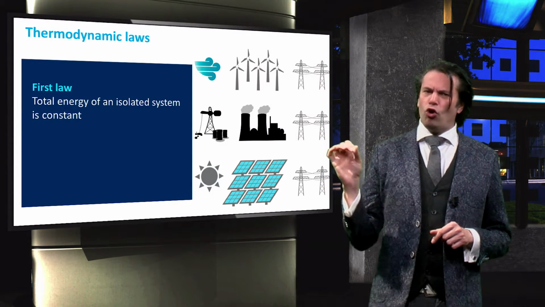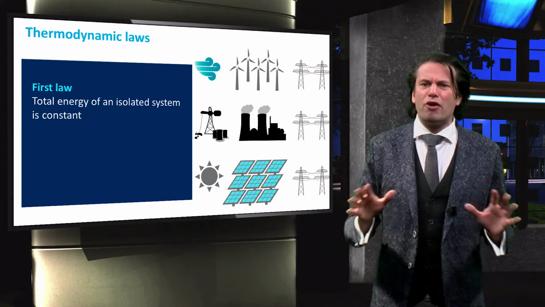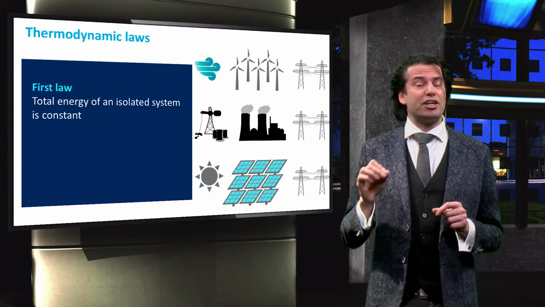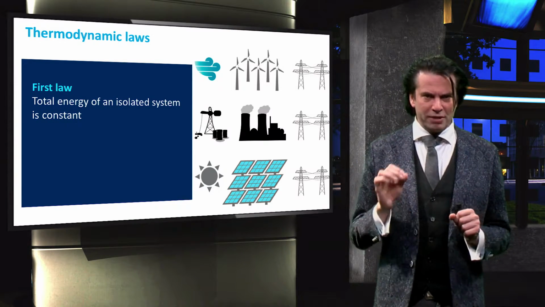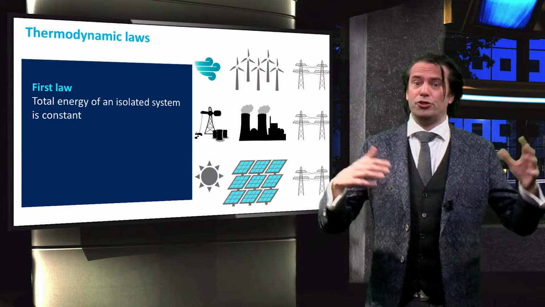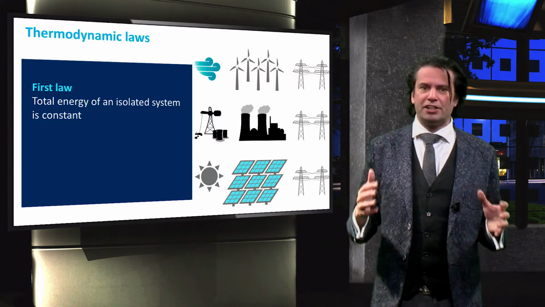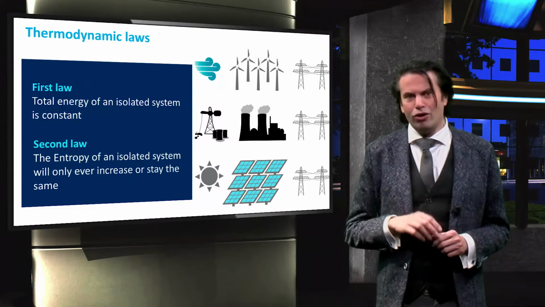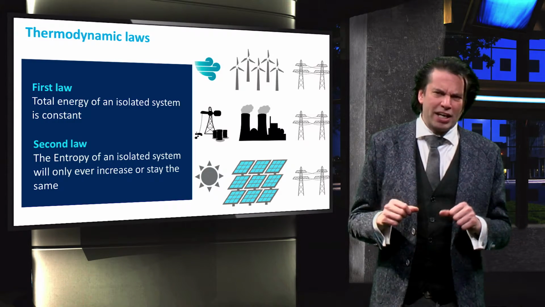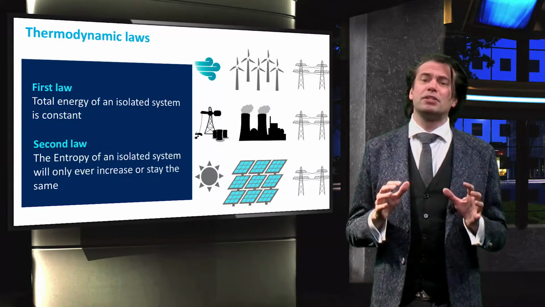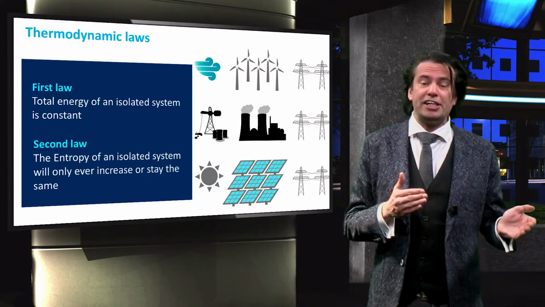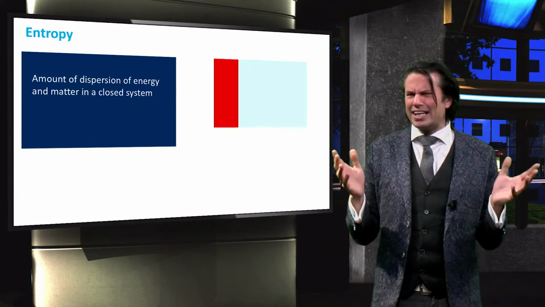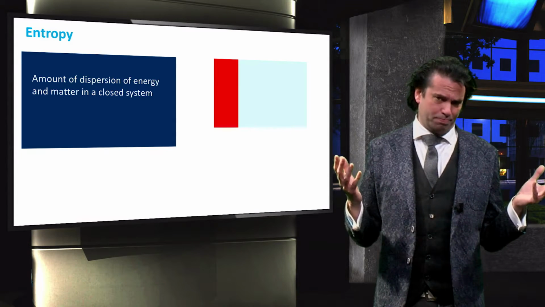The first law of thermodynamics tells us that throughout all of these conversions in a closed system, the total amount of energy is conserved. This means that in a closed system like the universe, the total amount of energy does not change. The second law of thermodynamics, however, states that the entropy of a system can only ever increase or stay the same. So, what exactly is the entropy of a system?